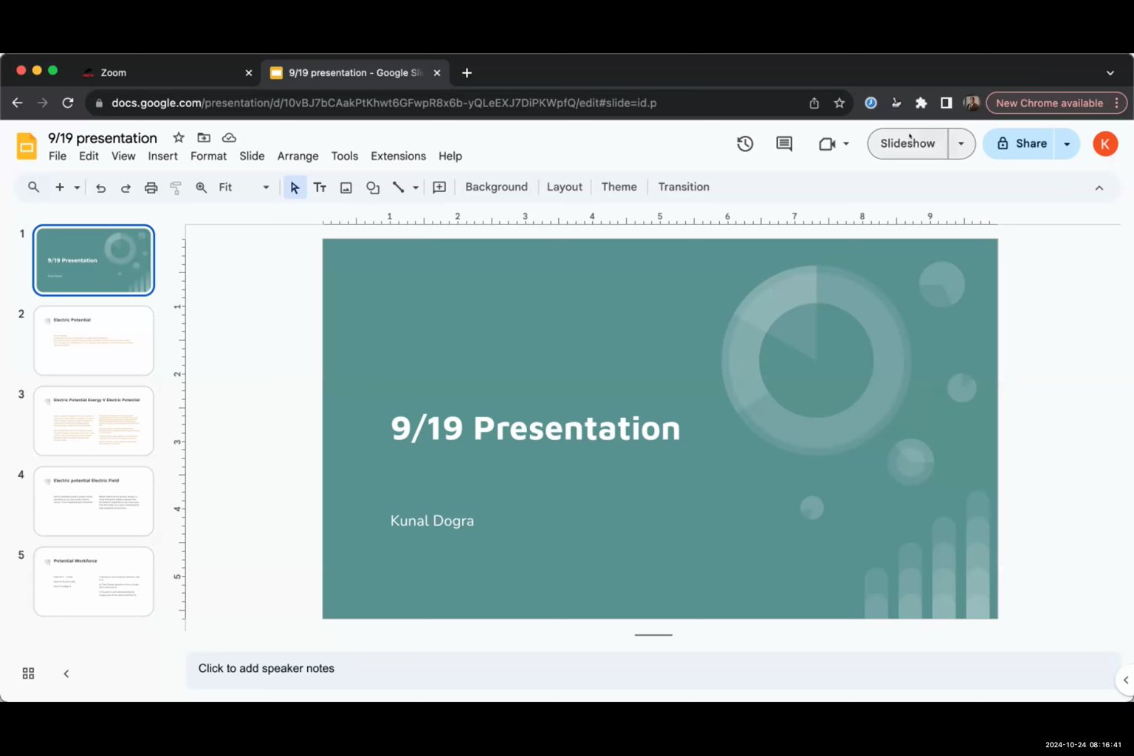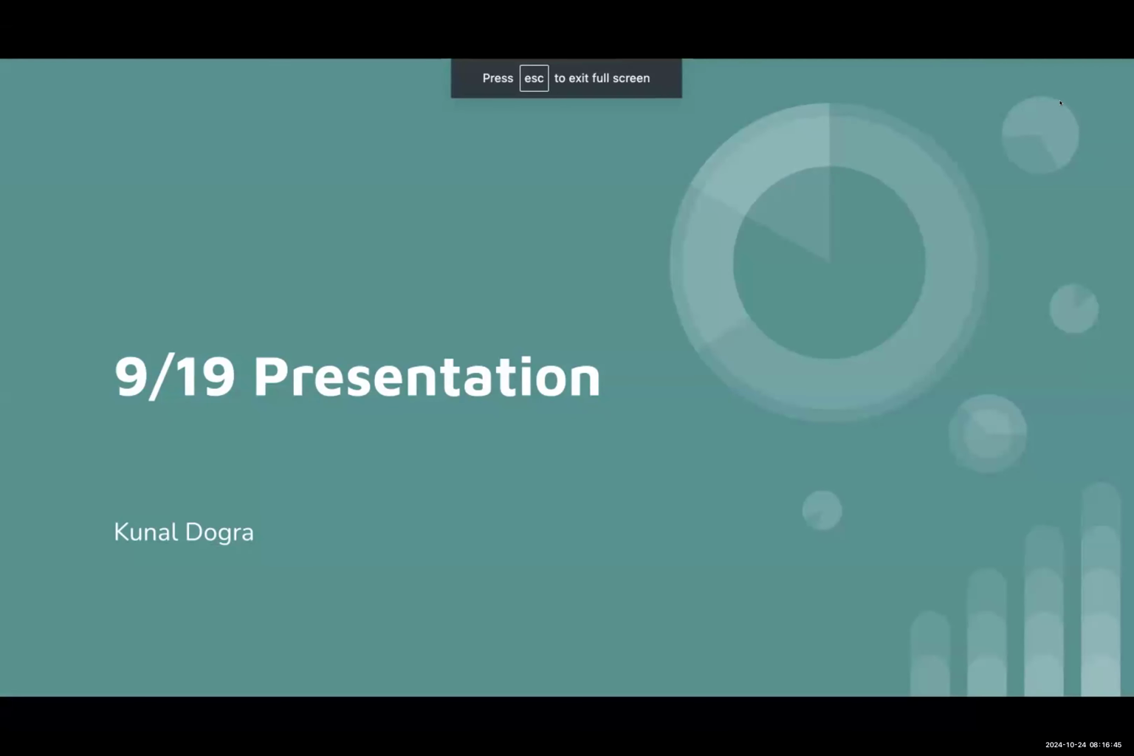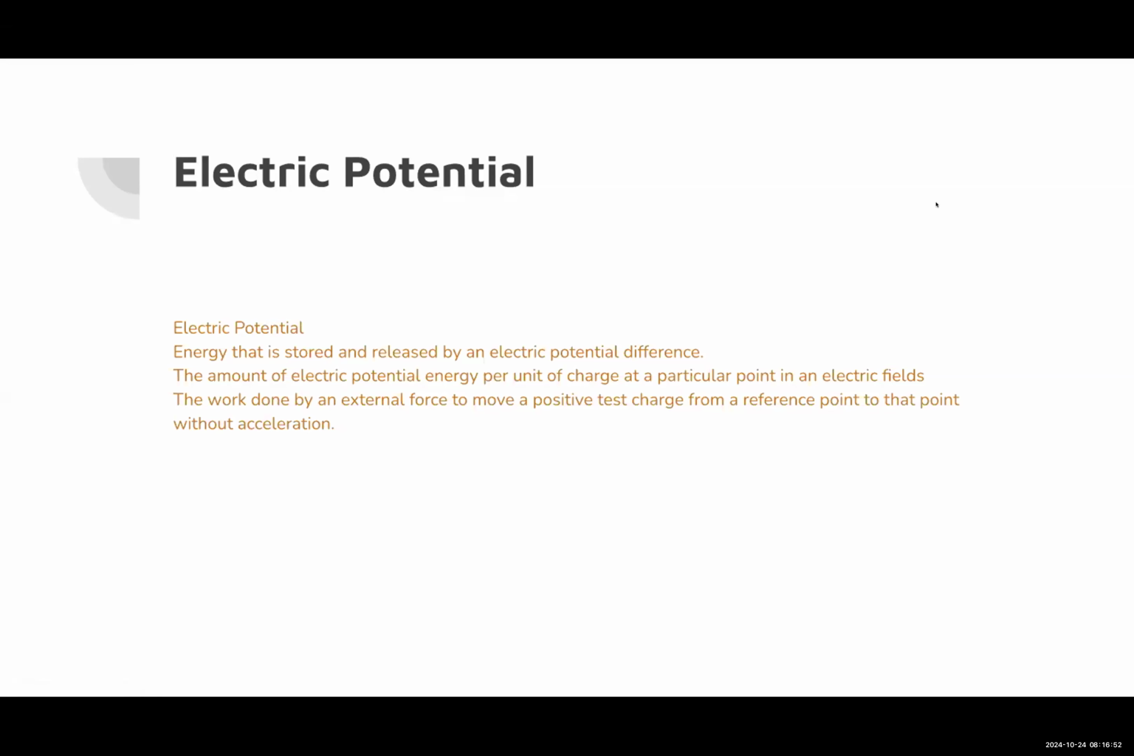So this one is a shorter one that I made, but it's from last month. I believe this one's on electric energy and electric potential. Electric potential is energy that is stored and released by an electric potential difference. It is the amount of electric potential energy per unit of charge at a particular point in an electric field, or the work done by an external force to move a point test charge from a reference point to that point without acceleration.